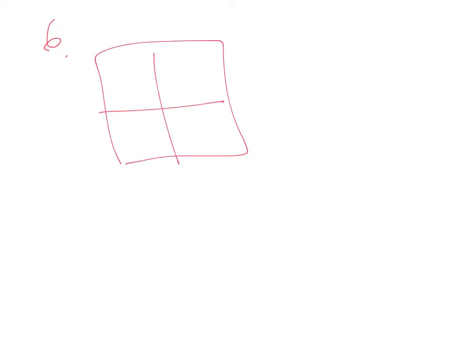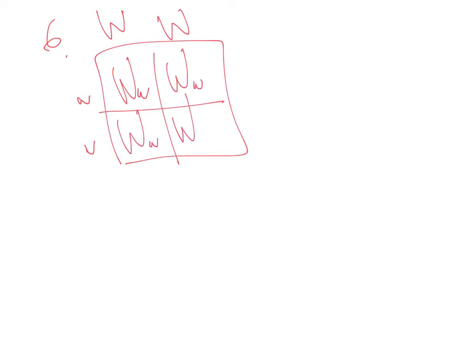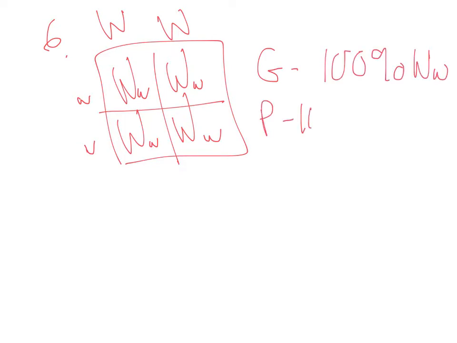In dogs, wire-haired is due to a dominant gene and smooth is recessive. Wire hair is dominant. If a homozygous wire-haired dog, homozygous big W, is mated with a smooth-haired dog, little w, what are the genotypes and phenotypes of the F1 offspring? So my genotypes are 100% big W, little w. My phenotype is 100% wire hair.